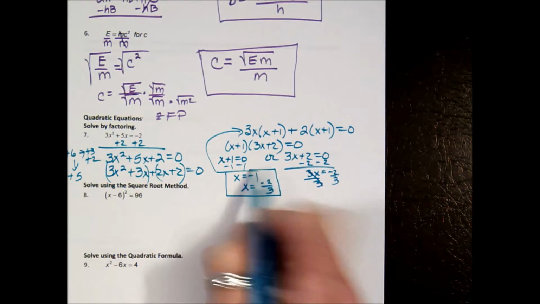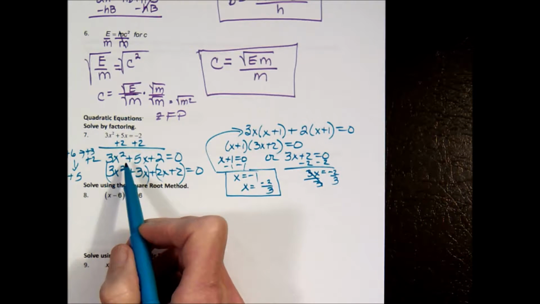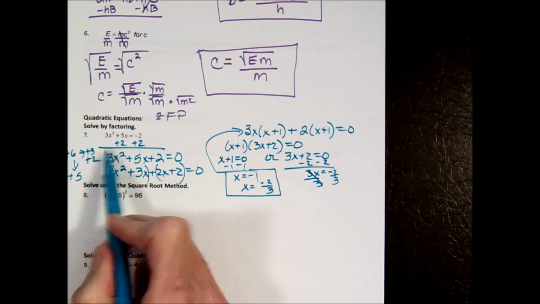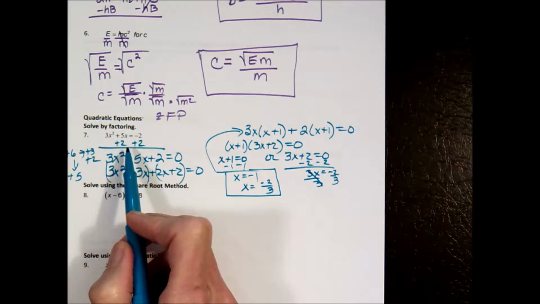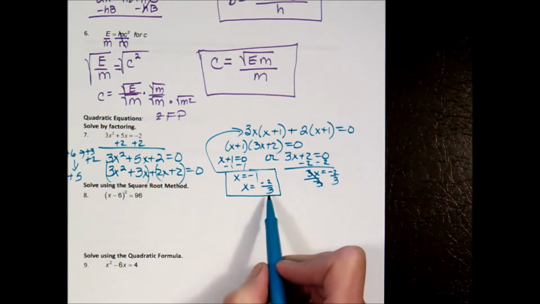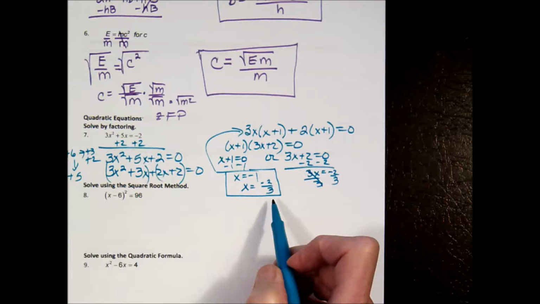Now, I didn't square anything to solve it, so I don't have to check it. There's no domain restriction because there's no variable in the denominator. So assuming I did the work correctly, this answer should be correct.